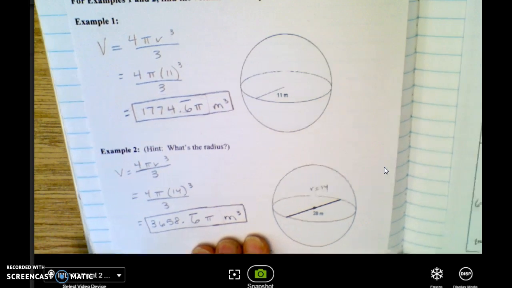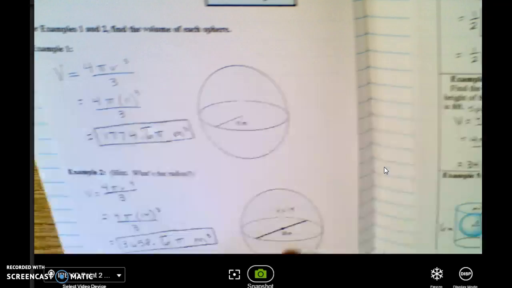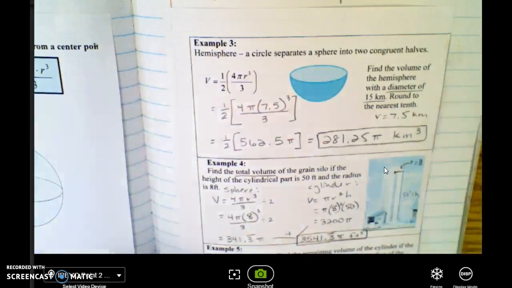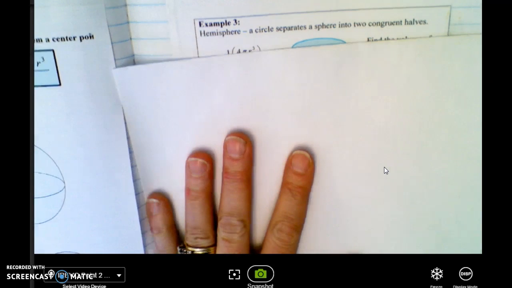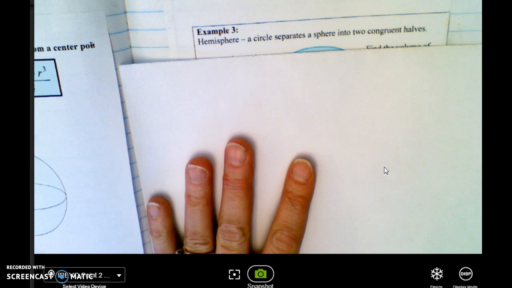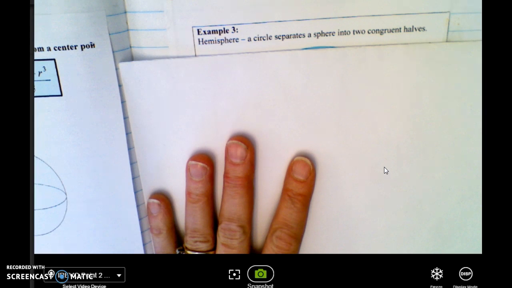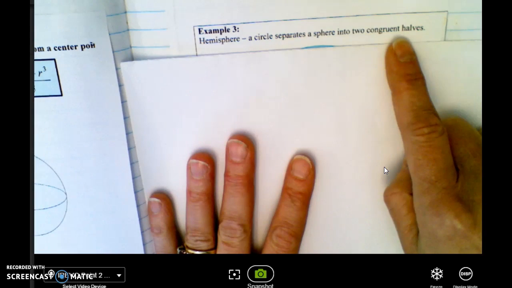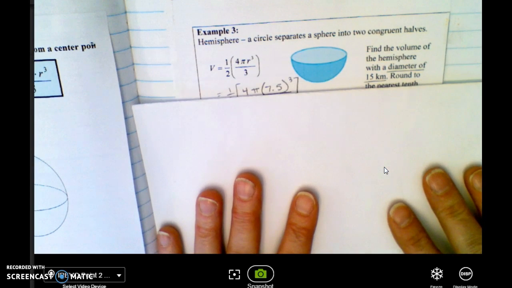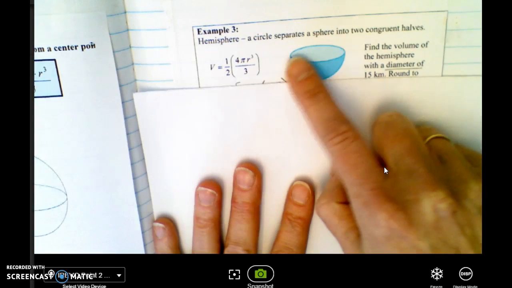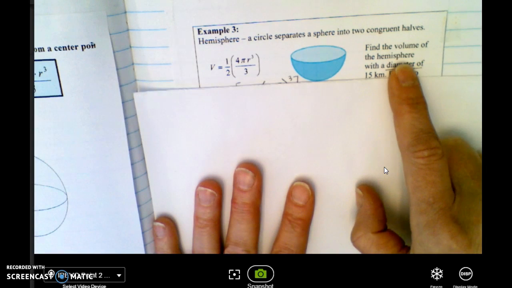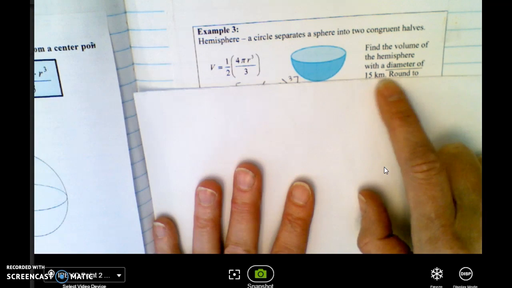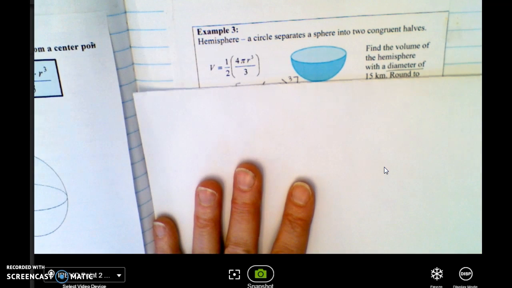Now there's a lot we can do with spheres when we start talking about more composite shapes. But first, we're going to practice working with a hemisphere. A hemisphere is really half of a sphere. We're taking a chop down through the middle, and we're taking that sphere and making 2 congruent halves. What you'll see in this picture is that just the top half of that sphere has been cut off. We're given some information that this sphere has a diameter of 15 kilometers.